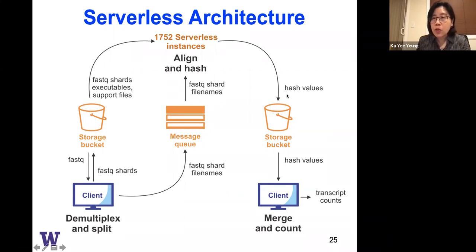Again, the optimization we do is not just by optimizing the cloud architecture. We also optimize the algorithm and the file transfer to reduce the size of the data that needs to be transferred between the functions and the different buckets and the different instances. So we put the hash values of the output back in the storage bucket. And then we have a merge step on another EC2 instance, on another client. This client can be an EC2 instance, or it could be your local desktop computer. And at the end of the day, we get the table of counts.